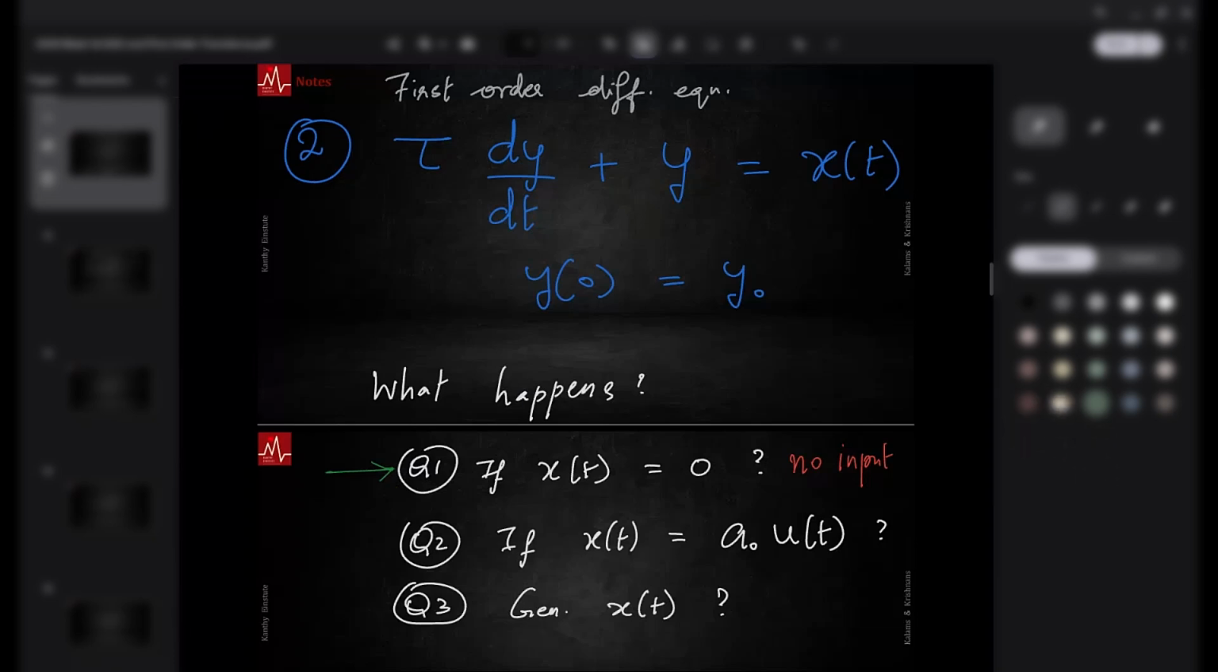The next question. Input is at least, this is a step function. It's a constant, let's say. How do you deal with this? I'll solve it for you, but at least someone just tell me how to approach this.